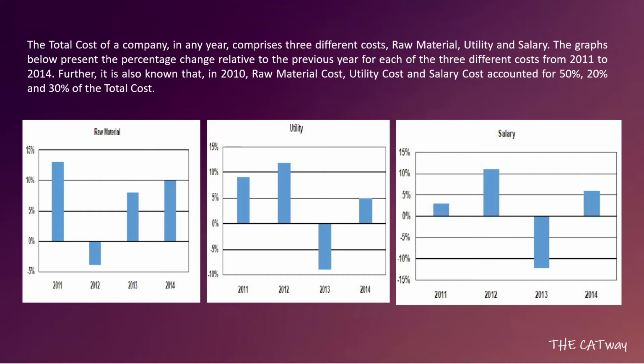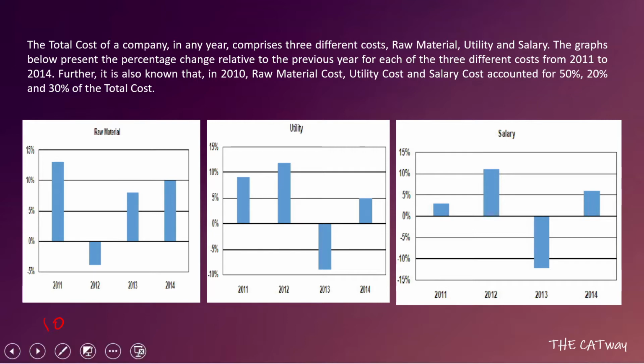So the question says that the total cost of the company in any year comprises three different costs: raw material, utility, and salary. That means the total cost is composed of raw material plus utility plus salary. The graph below presents the percentage change relative to previous year for each of the three different costs from 2011 to 2014. So the graph says, let's say in 2011 the cost of raw material was 10x.